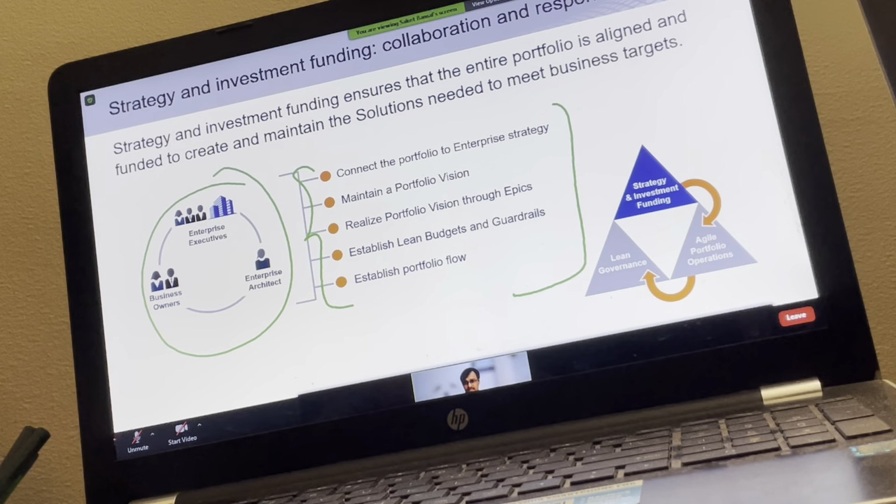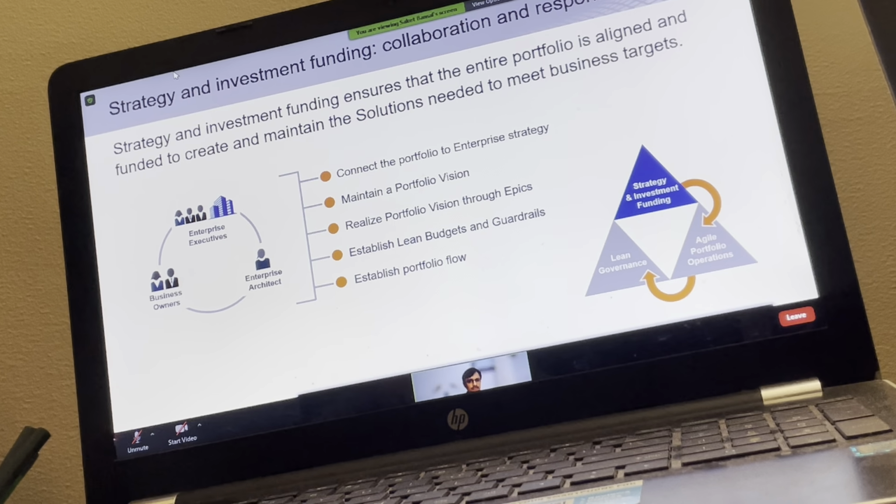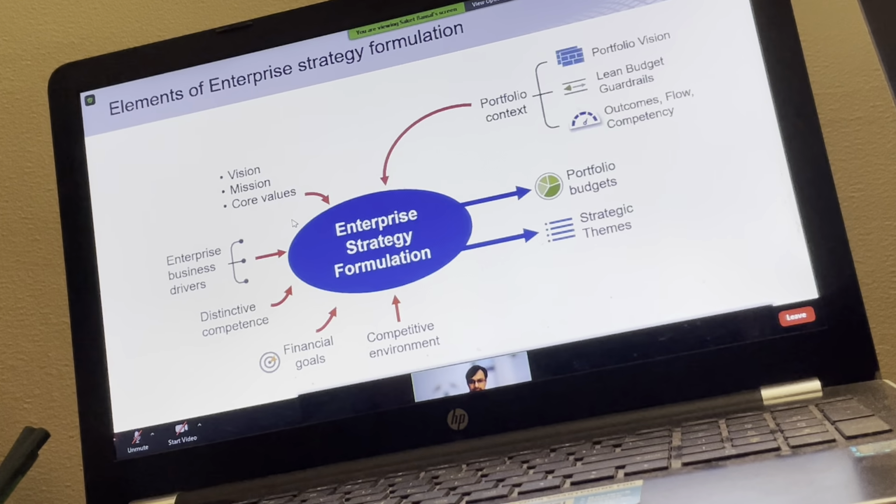So what is this, and how do we communicate that direction? We have a word called strategic theme. So the enterprise, maybe once a year, the CEO group and LPM have a joint brainstorming session, and they look at our organization objective, business drivers, our operational competency, the competition environment, the amount of money available to us, and the amount of money we can invest.